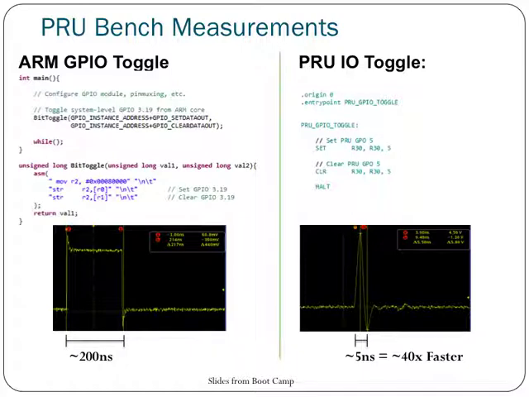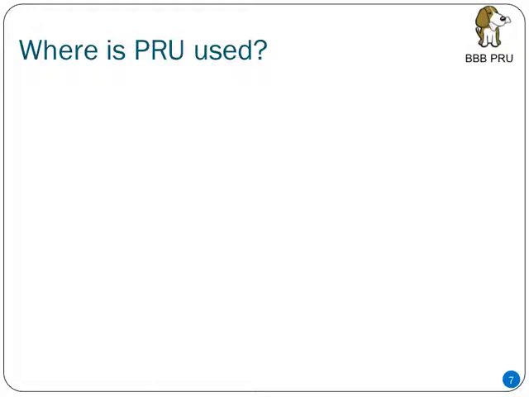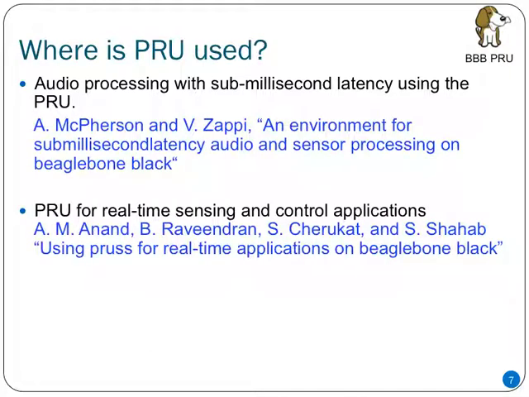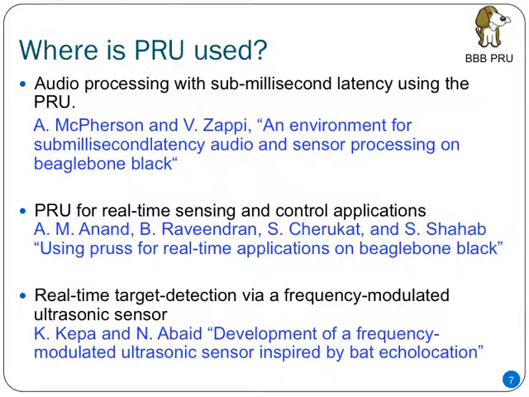As you see, on the ARM side you will be able to do it in 200 nanoseconds. You cannot go lower than that. However, in the PRU, you can do it in 5 nanoseconds, which is 40x faster. So this BeagleBone is really powerful, as it gives you high-level stuff, as you can have Linux play on top of that, and it also has low-level capability, as you see here. And PRU is used in many applications: audio processing, real-time sensing, and you can check these papers.